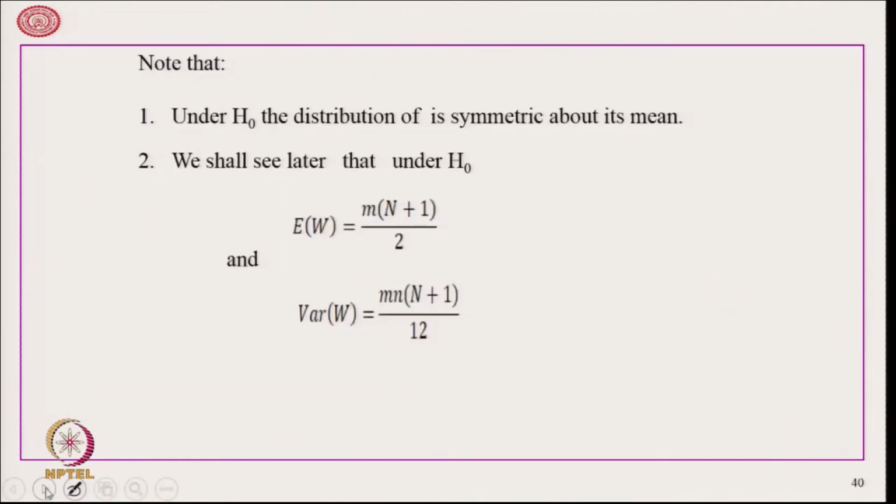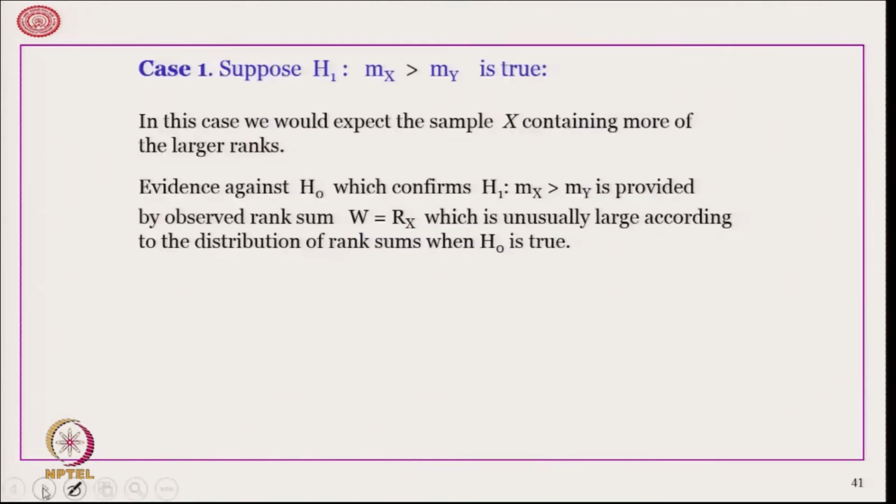Let us go forward. Under H naught, the distribution is symmetric about the mean. We shall see later that the expected value of W is equal to m into (m plus n plus 1) by 2 if we consider R x to be the statistic, and the variance of W is going to be m n into (m plus n plus 1) by 12. As I said, we shall prove them in lecture 5.